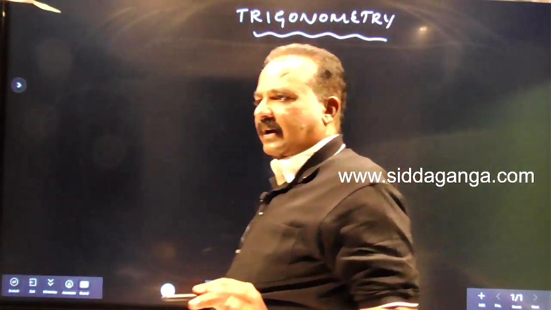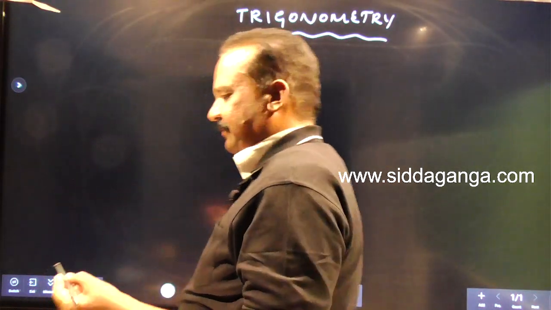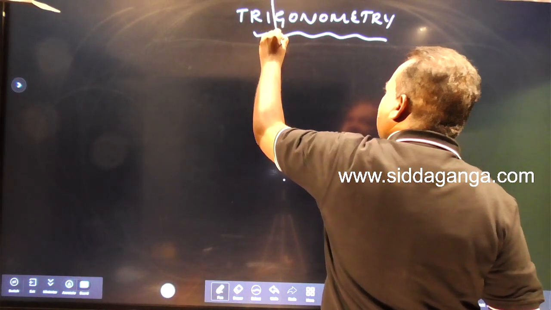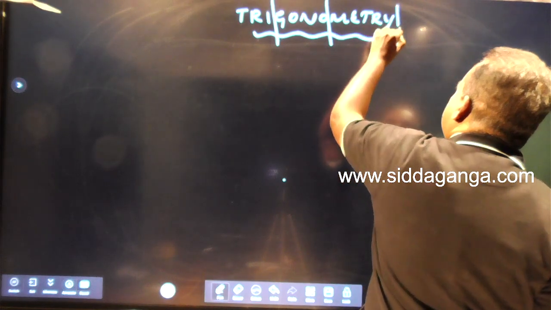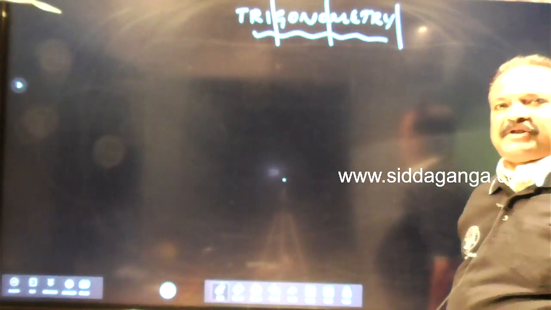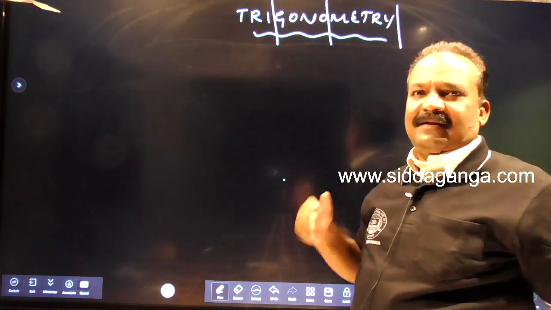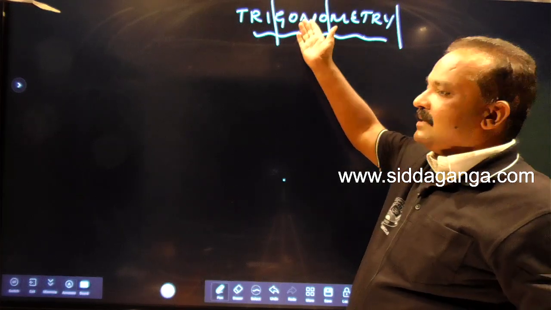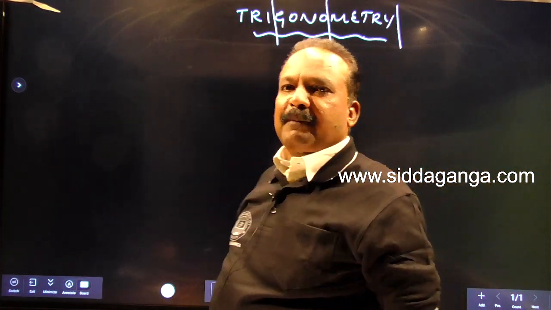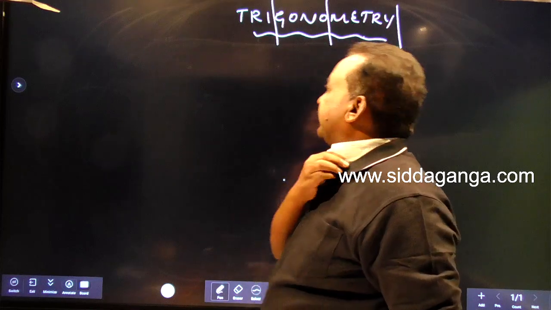Trigonometry, as the name itself indicates, is a combination of three words. One is tri, that is 3. Second one is gano, that is angles. Third one is metry, that is measurement. The measurement of the angles of a triangle. So the branch of mathematics which deals with the measurement of angles of the triangle is called trigonometry.